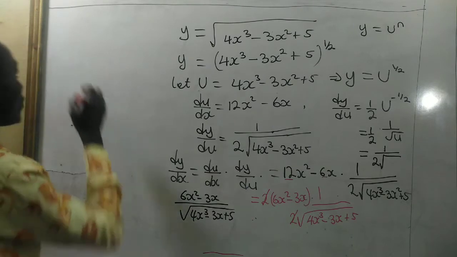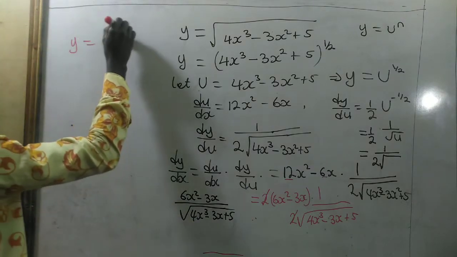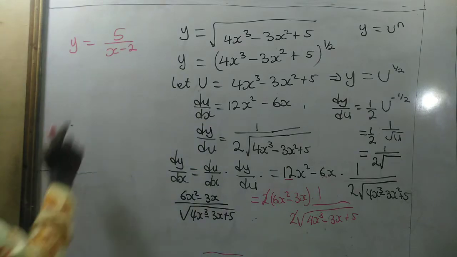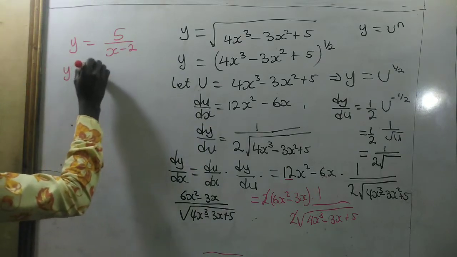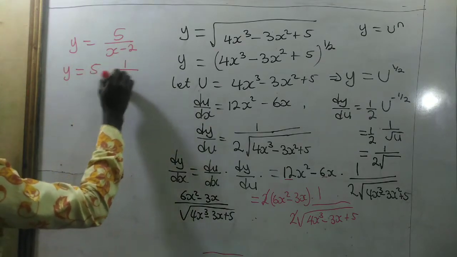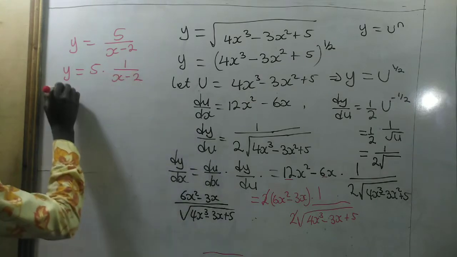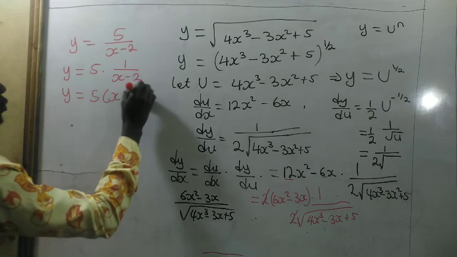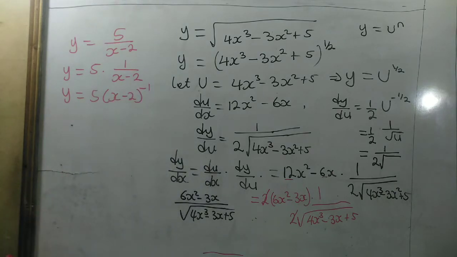We are going to take y is equal to 5 divided by x minus 2. So this is the same as y equal to 5 times 1 divided by x minus 2. And this is y equal to 5 times (x minus 2) to the power negative 1. Very simple as that. I've told you to watch the first lesson from the description. It will help you to understand this.